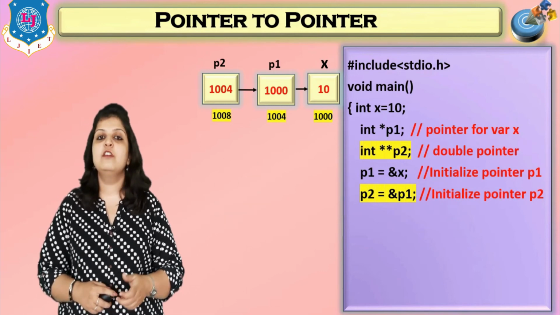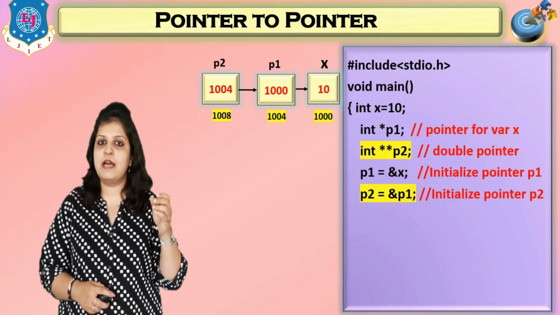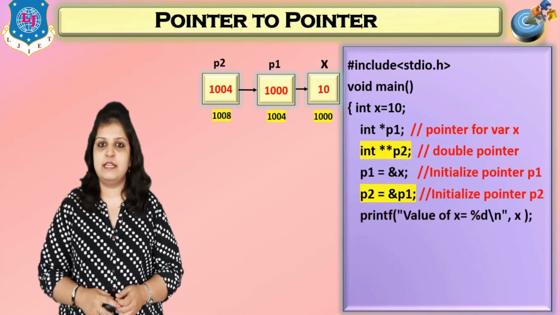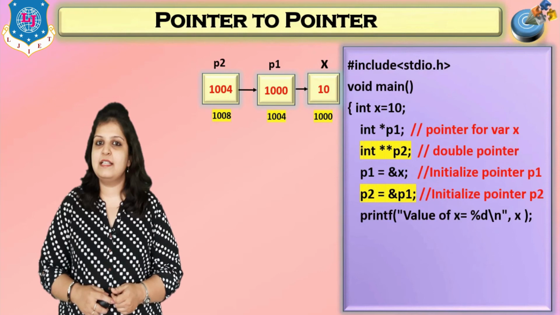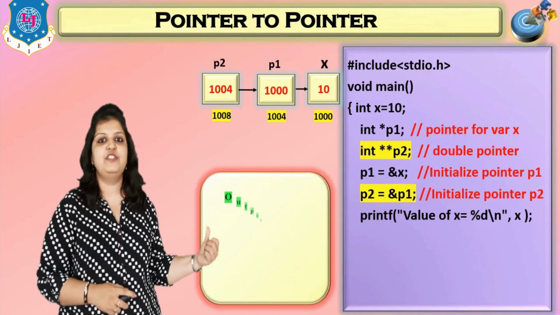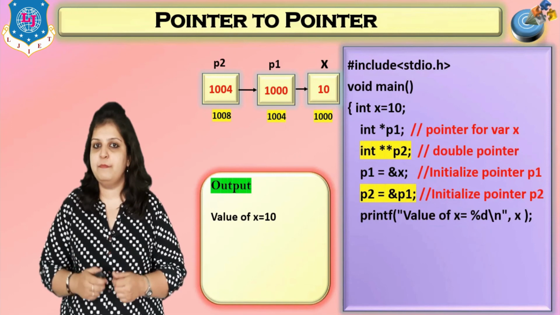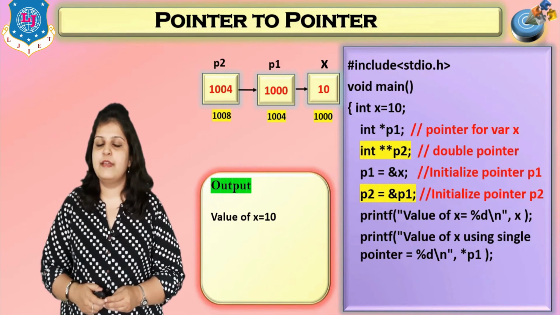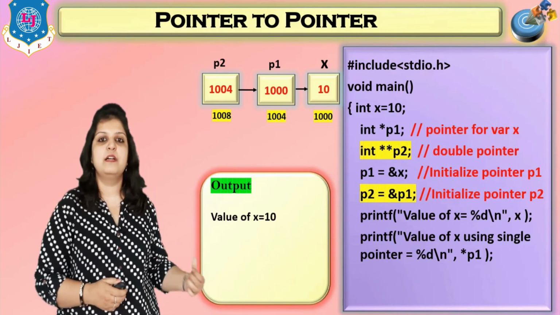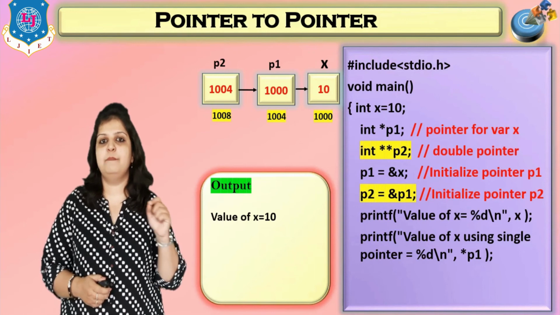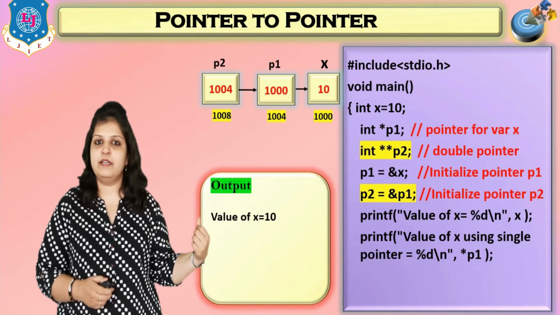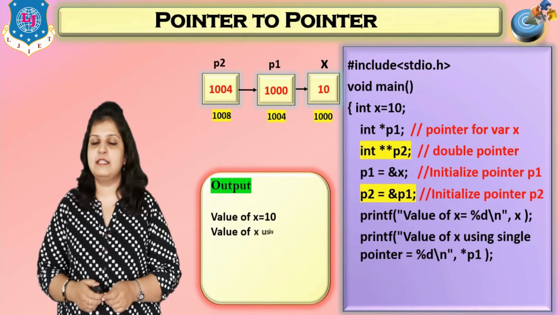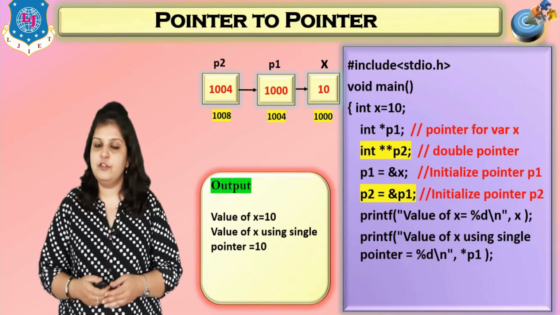So it is possible. Write the value of x using three different ways. I am writing the first printf: value of x is equal to %d, comma x. When this statement executes, the value of x will be printed, it is 10. Now I want to print using my pointer p1. So I am writing value of x using pointer p1, or we can say single pointer p1, is equal to %d, comma *p1. It is a dereferencing operator. It will print the value which is stored at location 1000. So again it will print the answer 10, and I want to print the same value using my double pointer.